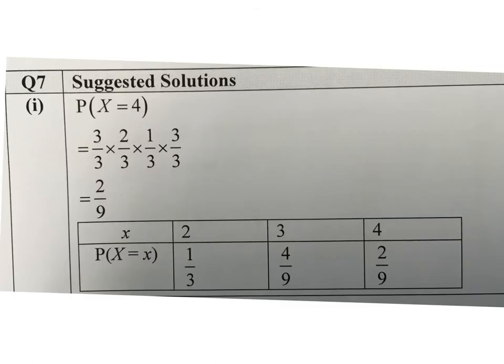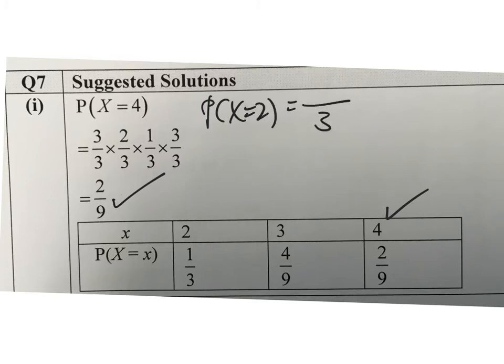Okay, so once you have gotten P(X=4) equals 2/9, this would already be in your probability distribution table. Then all you have to do is figure out the probability for P(X=2). Okay, so for P(X=2), again the same idea.